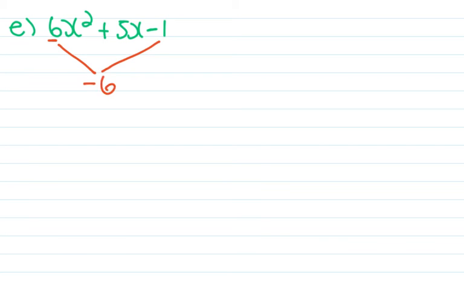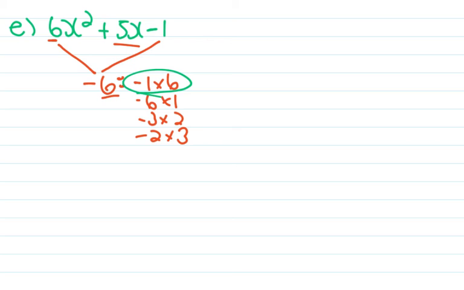All right, letter E. 6x squared plus 5x minus 1. In this case, we have a number in front of the x squared. So I need to multiply the 6 and the negative 1 to get negative 6. Now I need two numbers that multiply to negative 6 and add to 5. So my options are negative 1 times 6, negative 6 times 1, negative 3 times 2, or negative 2 times 3. 6 minus 1 will equal 5, so I need to rewrite the middle term as negative 1x and 6x.